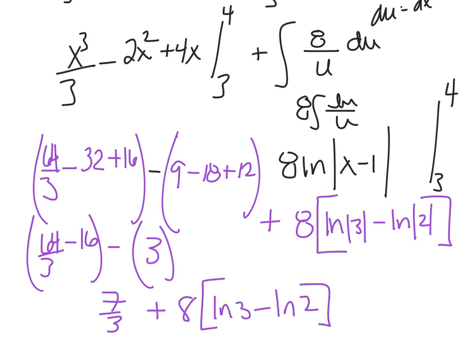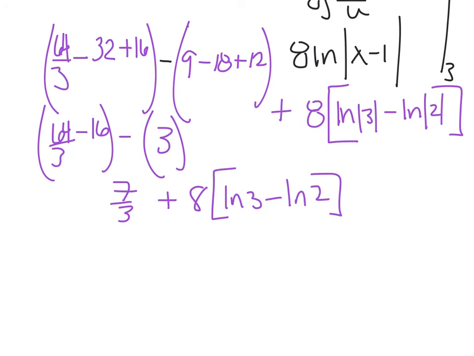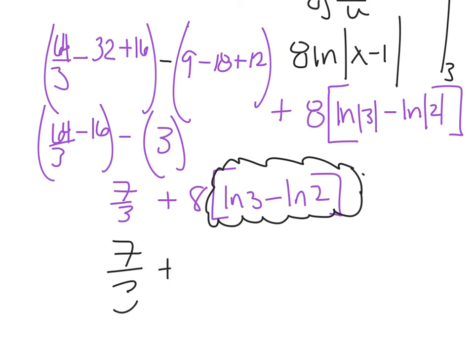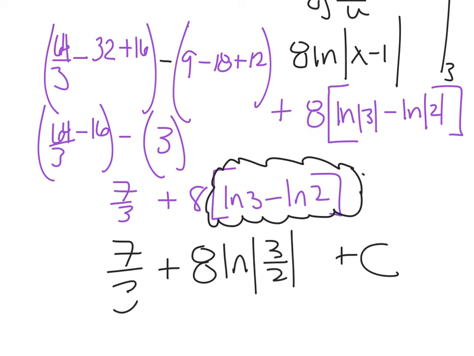Now I can't stress enough, on the AP, they just love those log properties. So again, if it's short answer, this is probably fair game, but my guess is it's a multiple choice question, and you just got to remember those log properties. When I see subtraction, I really want to rewrite that as division. So I'm getting 7 thirds, 8, and this is really the ln of 3 halves, and then of course plus c.